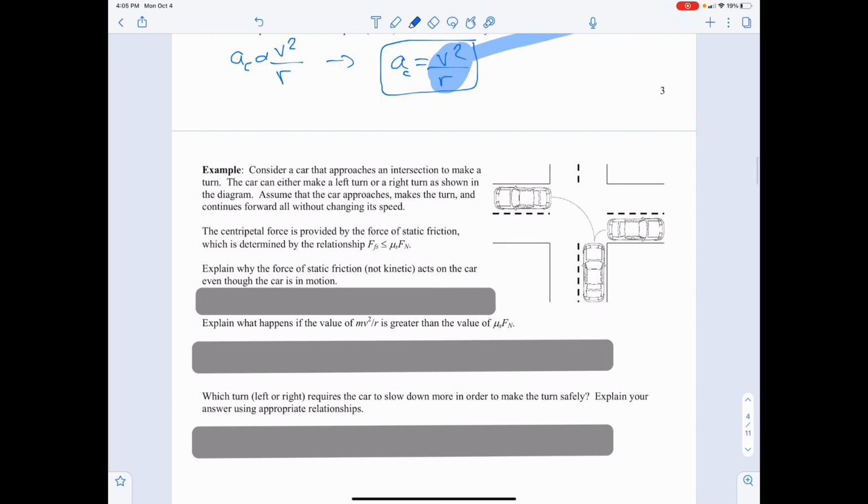All right, let's take a look at this example. Consider a car approaches an intersection to make a turn. The car can either make a left turn or a right turn, as shown in the diagram. Assume that the car approaches, makes the turn, and continues forward without changing speed. The centripetal force is provided by static friction, which is determined by the relationship friction is less than or equal to mu times the normal force.